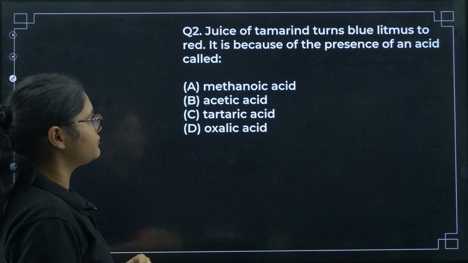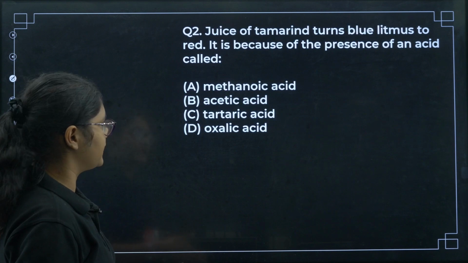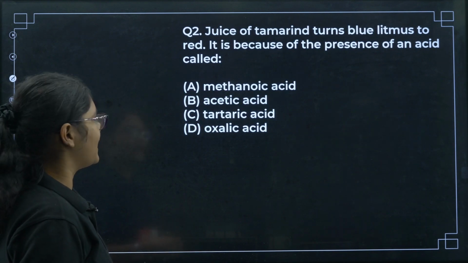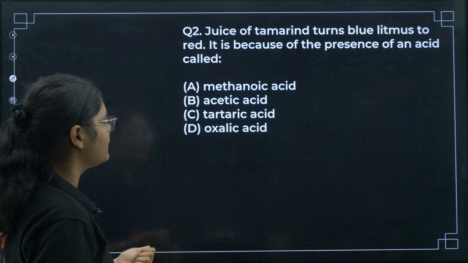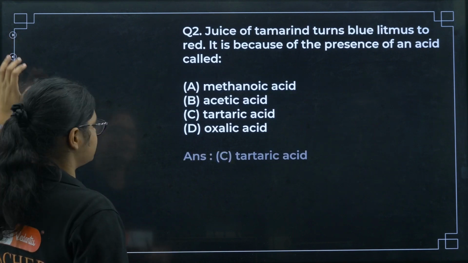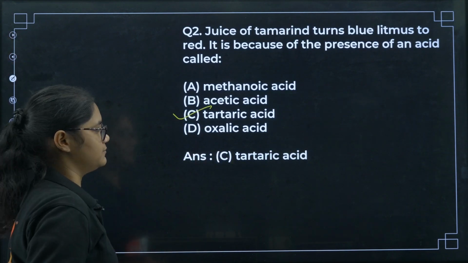Next, juice of tamarind turns blue litmus to red. It is because of the presence of an acid called as... So in tamarind, what acid is present? It is tartaric acid, option number C.